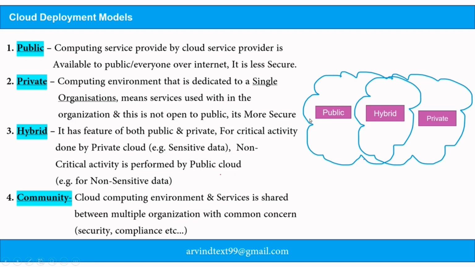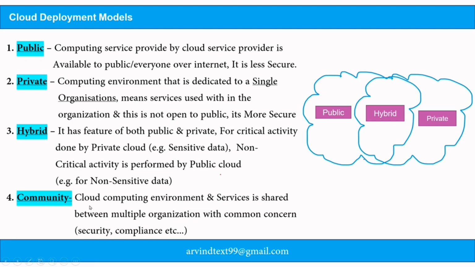Okay, so this is the cloud diagram. This is public, that is, these services are open to public. This is private. Private means services and environment available within the organization. And this is called hybrid. Hybrid has both the features of public and private. Okay, so what is community?